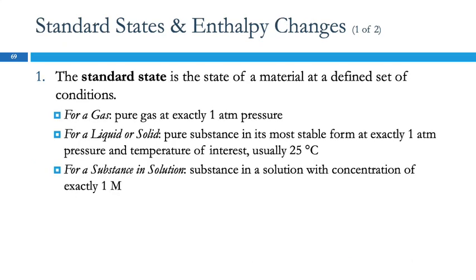So how is that defined? The standard state for a gas is the pure gas at 1 atmosphere. So that's like normal. For a liquid or a solid, it's the pure substance in its most stable form at 1 atmosphere and the temperature of interest, usually room temperature, 25. If we're talking about a solution, some substance dissolved, it's going to be a solution with a concentration of 1 molar. So there's 1 atmosphere, 1 molar, room temperature, everything kind of the same.